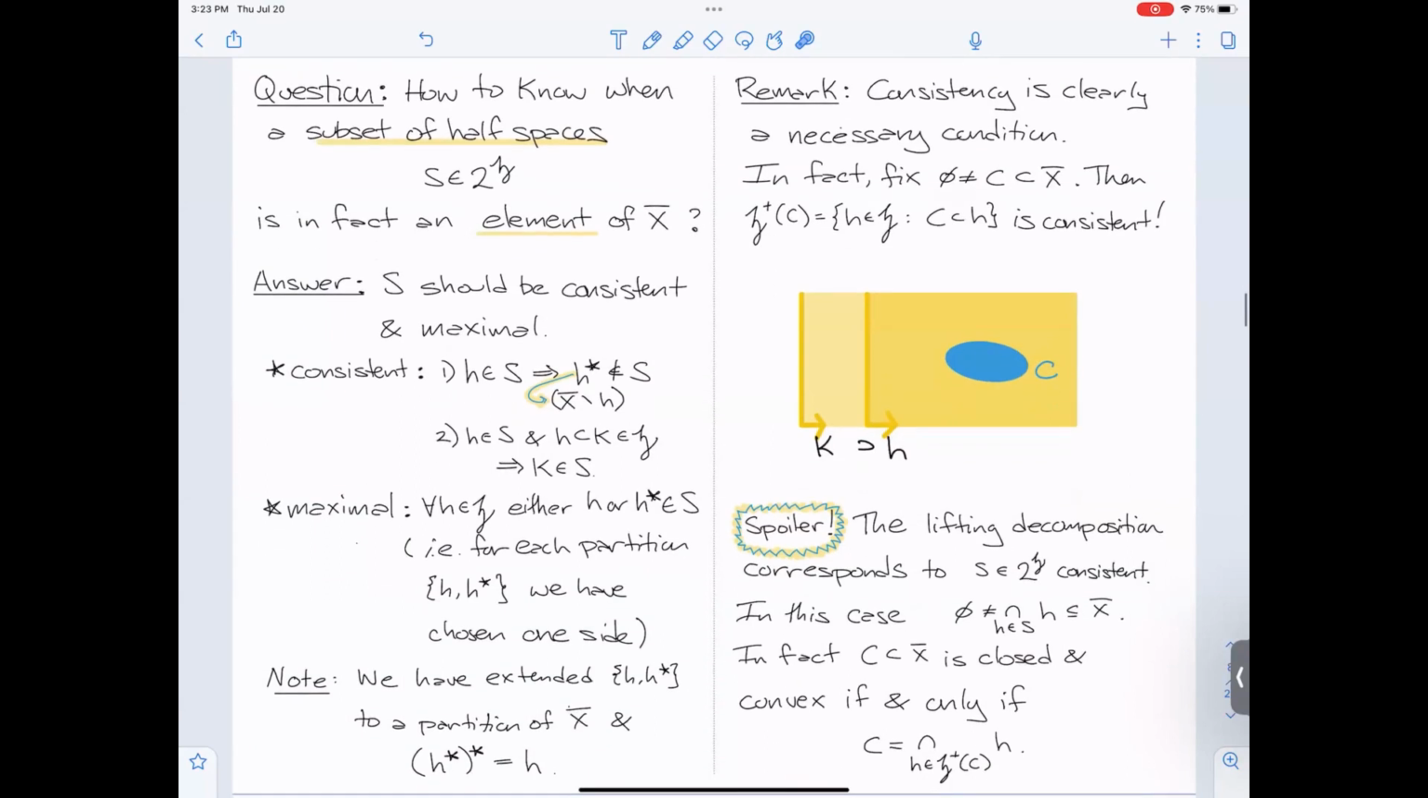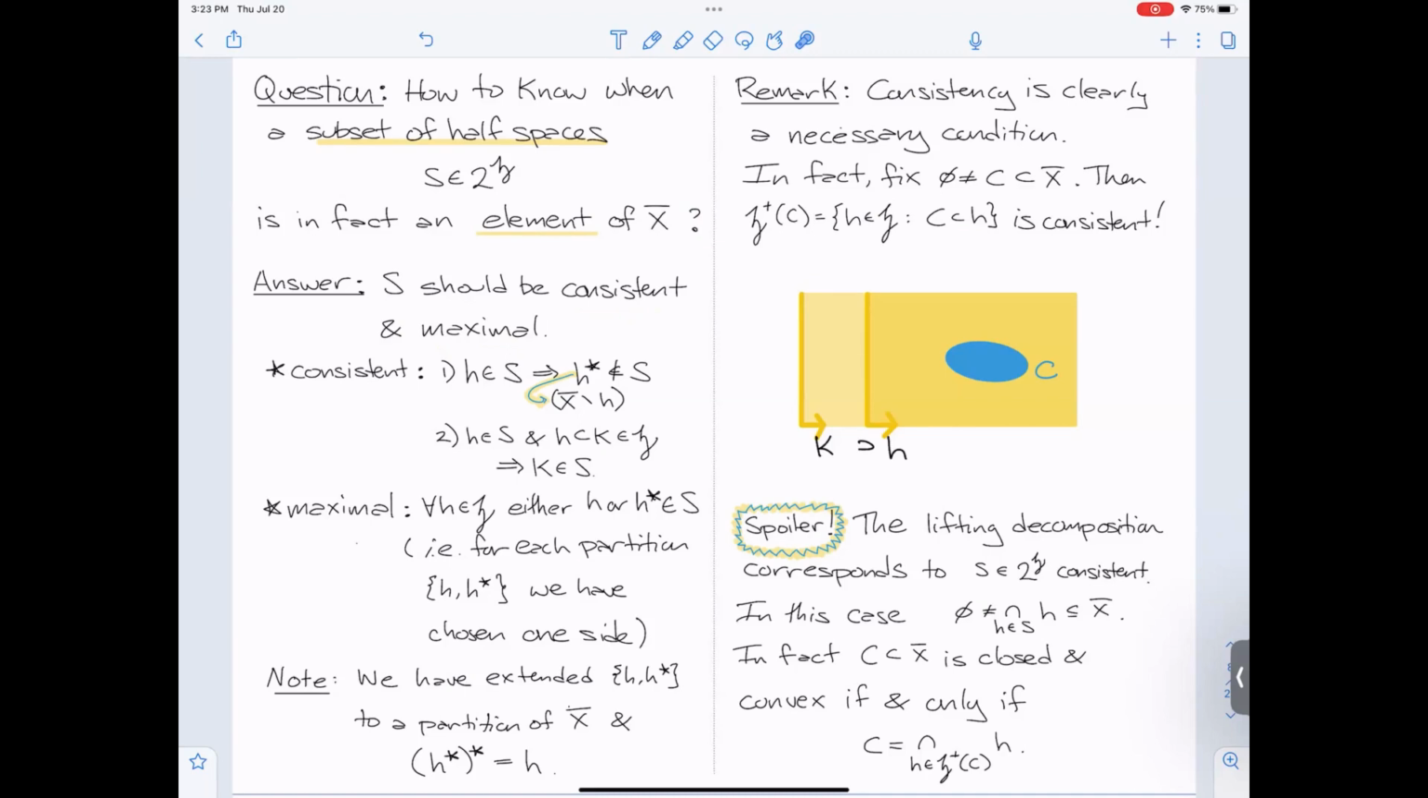Okay, so question: how do you know when a set, so I'm thinking of 2 to the H as a subset of H, the half spaces, how do I know when a collection of half spaces actually belongs to the Roller compactification? And the answer is that it should have 2 properties. It should be consistent and then separately a maximal set.